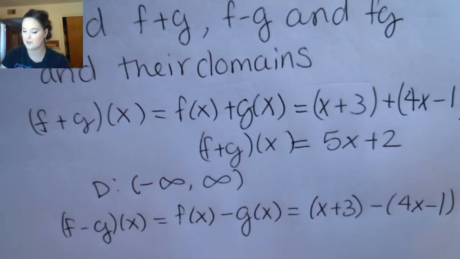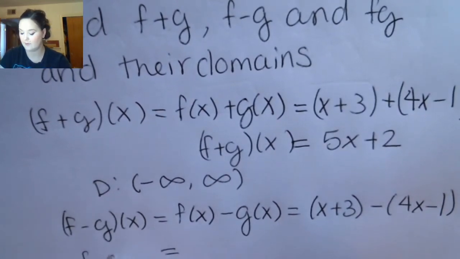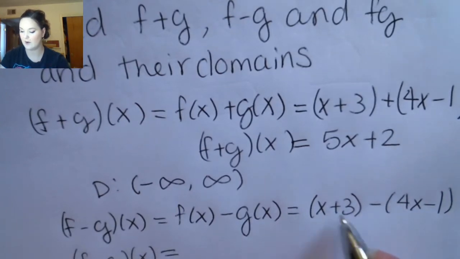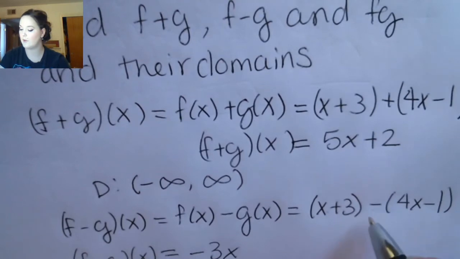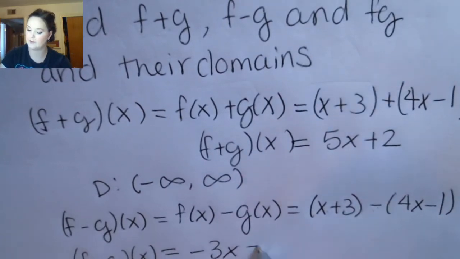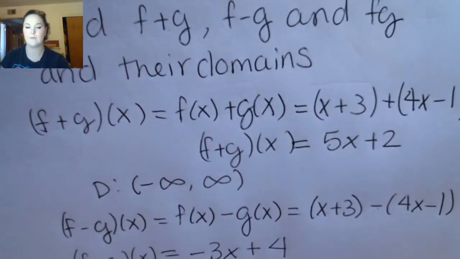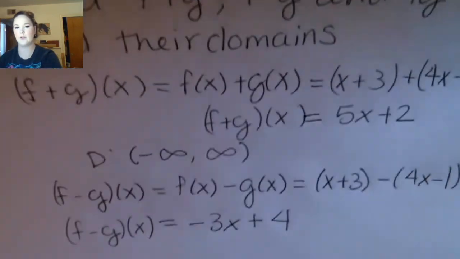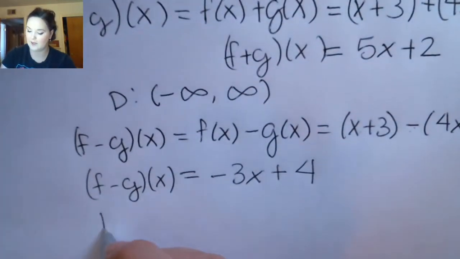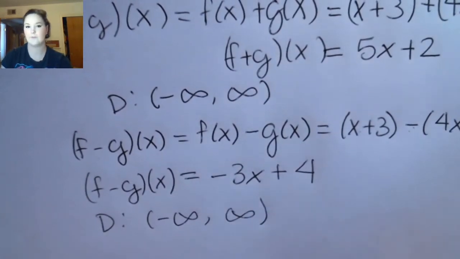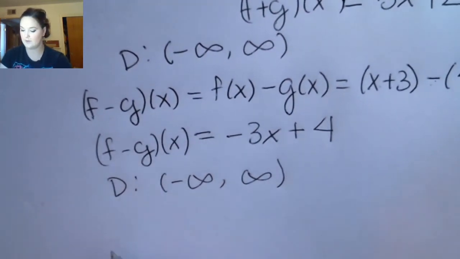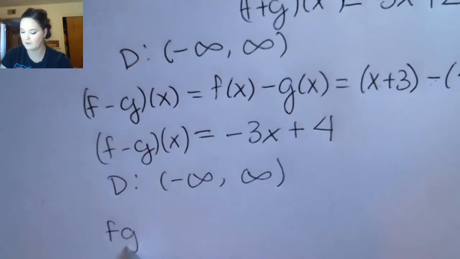Okay, we're just subtracting the two functions. So f minus g of x, and then we're going to subtract. So x minus 4x is negative 3x. Okay, and then 3 minus negative 1 is 4. Okay, and again, the domain is going to be everything. Okay, so last one of these for part B.